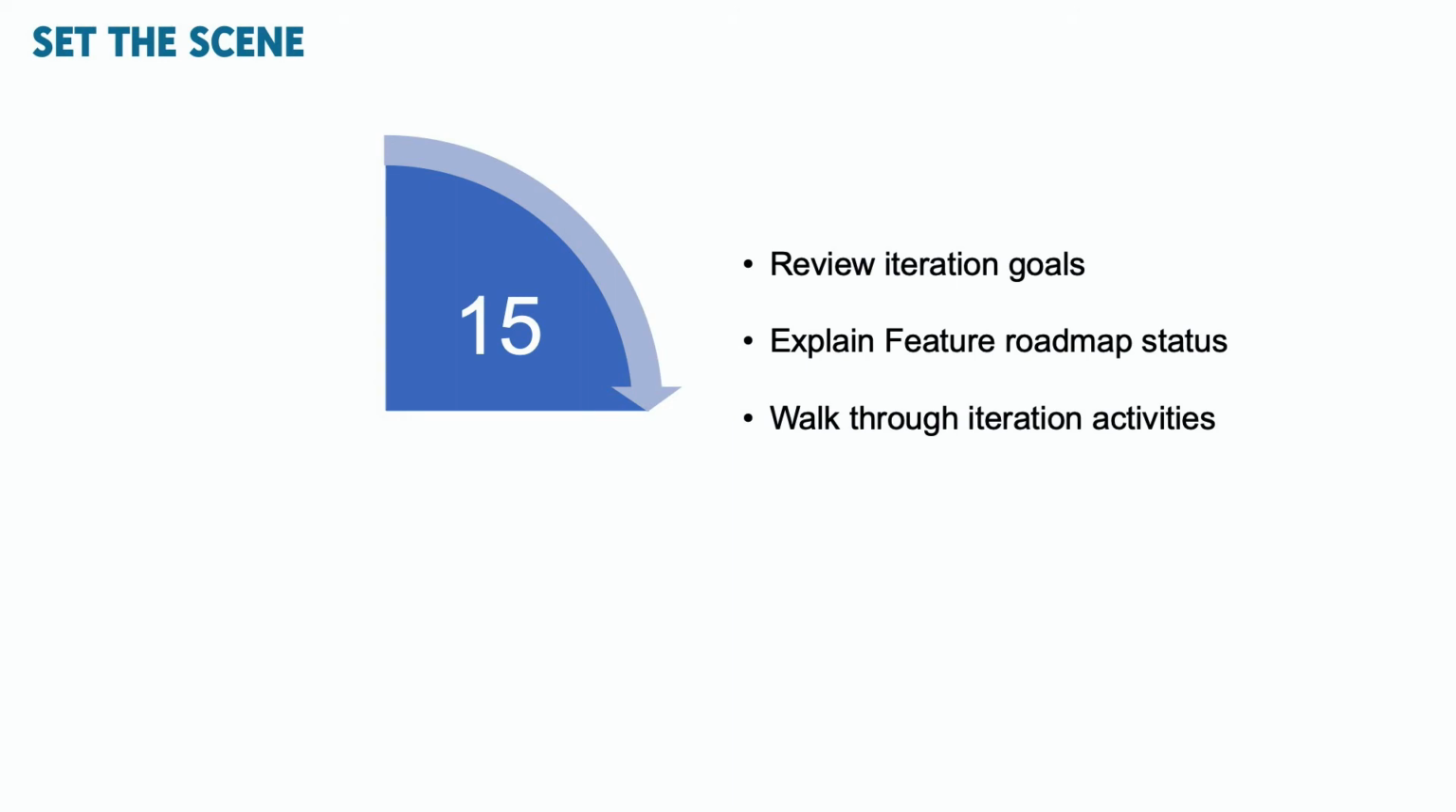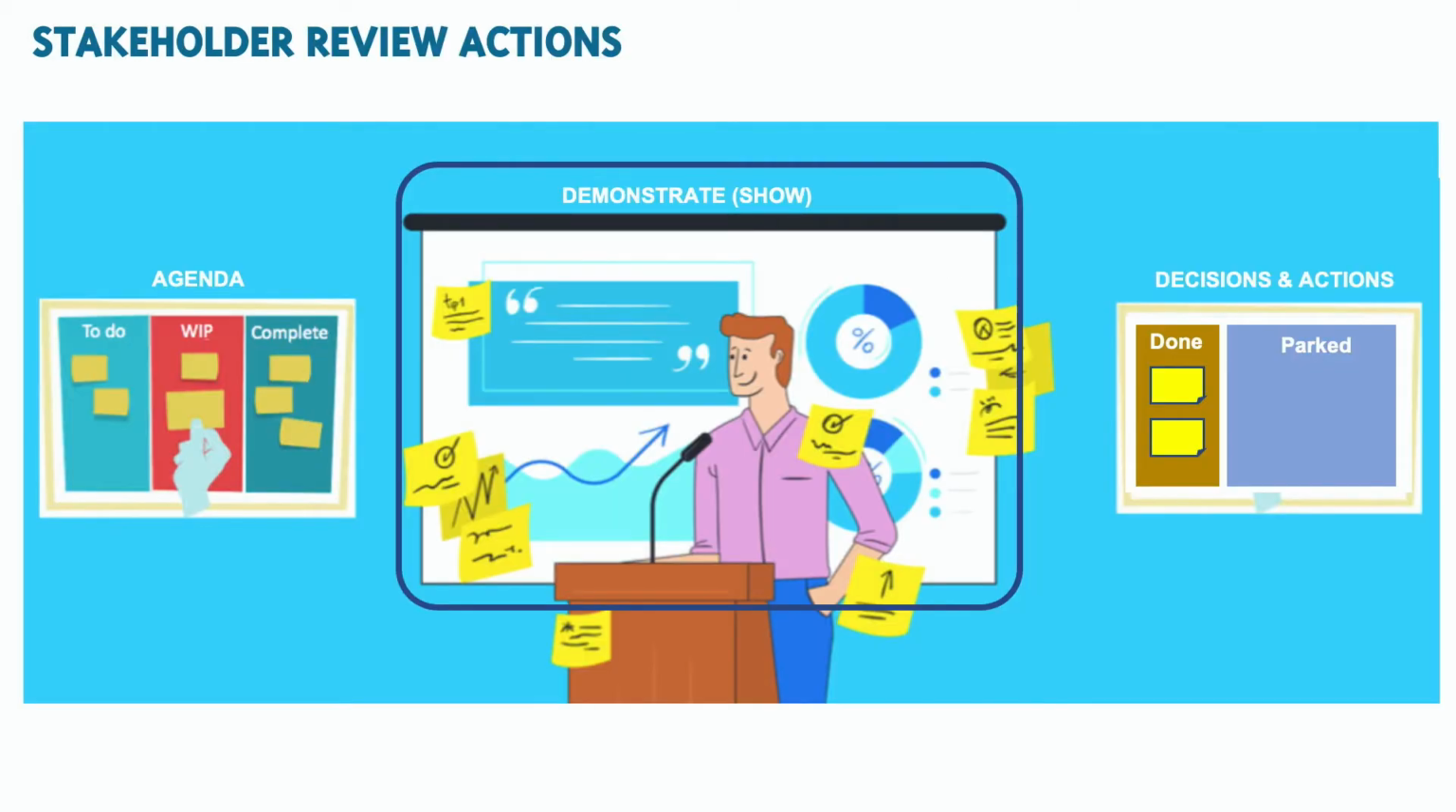The first section of the stakeholder review focuses on reviewing the iteration goals, the feature roadmap, and walking through the user stories the Agile team has completed. Where appropriate, individual Agile team members take the opportunity to lead the participants through their individual area of expertise.